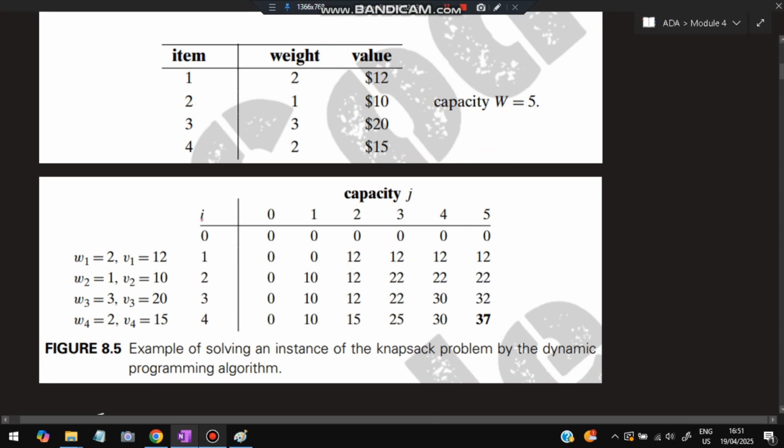Let's see. I is nothing but the number of items. Here the number of items is 4. You start from 0 and write till 1, 2, 3, 4. The number of items is written here, starting with 0, and we put all zeros. Now capacity: how much is the capacity given? 5. So we'll write 0, 1, 2, 3, 4, 5.